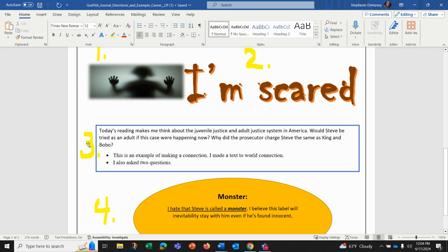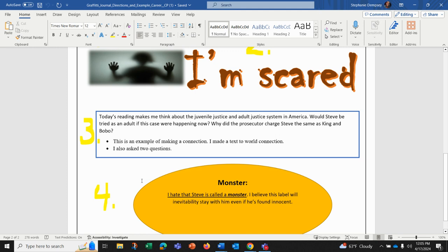Then I did my say something strategy. This is number three. I said, today's reading makes me think about the juvenile justice and adult system in America. Would Steve be tried as an adult if this case were happening now? Why did the prosecutor charge Steve the same as King and Bobo? So that was an example of making a connection, and I made a text to world connection. And I also asked two questions. So those are my three say something strategies.